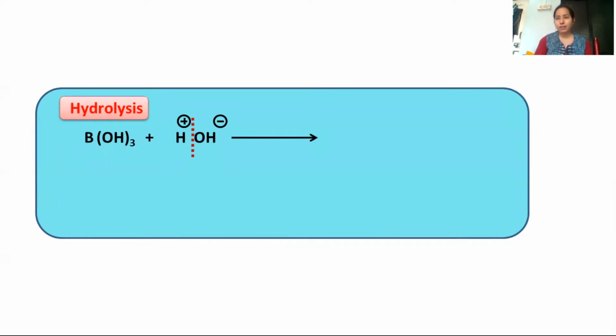So BOH3 accepts a lone pair from the oxygen atom of the hydroxyl ion and it becomes B(OH)4 minus. So how many H plus ions did the solution get? One H plus ion. That means if the H plus ion is moving freely in the solution, the solution is acidic in nature, and therefore we say it is an acid.